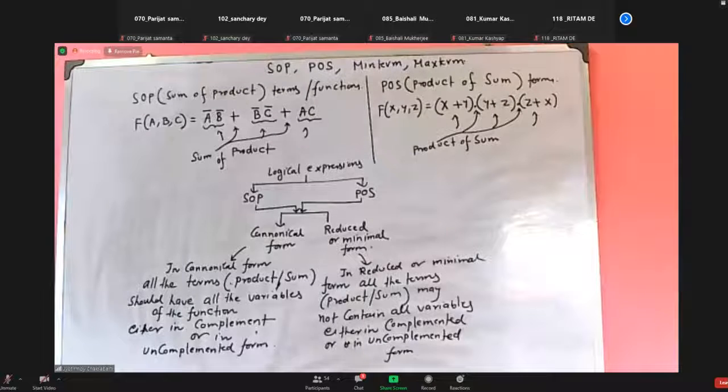Okay, the previous day we saw with the help of Boolean algebra how we can convert the larger expression into a smaller expression. Here it is just like reverse. Okay?